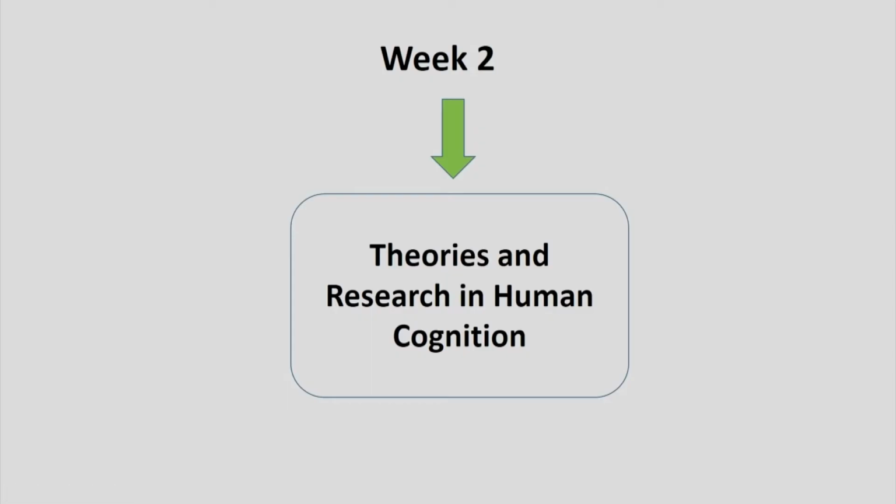In the second week, we went ahead and studied theories and research in human cognition. In this particular lecture, we looked at the various research methodologies that have been used for studying cognition. The primary research methodologies that we studied were the behavioral approach, the correlational approach, the causal approach, and the modeling approach.